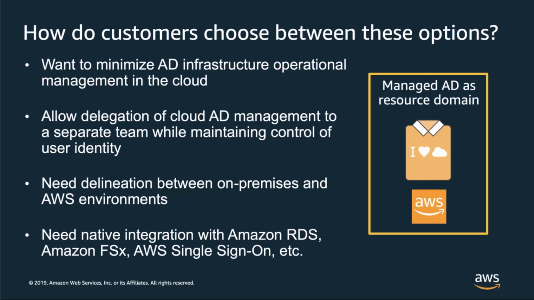Another big reason is delineation between on-prem and AWS environments. Some customers want a clear delineation between what's on premises and what's in the AWS cloud. And you can achieve this by using AWS Managed AD because it automatically becomes a separate domain. And you can then choose whether you need to have one or two-way trust or no trust at all, keeping them completely separate. So if your requirement calls for delineation of these environments, then you would choose AWS Managed AD. Lastly, if you need native integration with AWS services, such as AWS RDS, Amazon FSx, or single sign-on, then you would choose Managed AD as your preferred choice rather than running it on EC2.